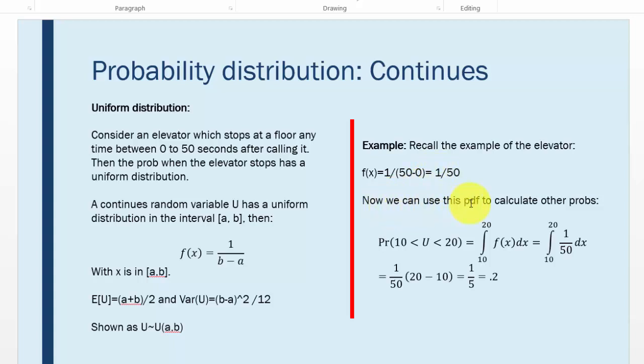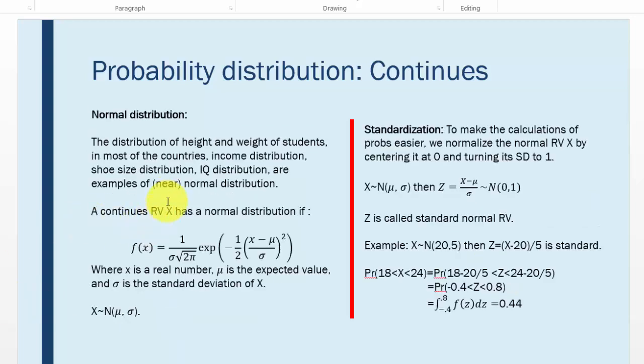Now we can use this probability density function to calculate the probability that, for instance, the elevator would stop somewhere between 10 seconds and 20 seconds after it's been called. Then we use the definite integral from 10 to 20 of the probability density function f of x, which is 1 over 50. After some calculation, we'll get 0.2. That's 20%. That means the chance of the elevator stopping between 10 and 20 seconds after it's been called is 20%.